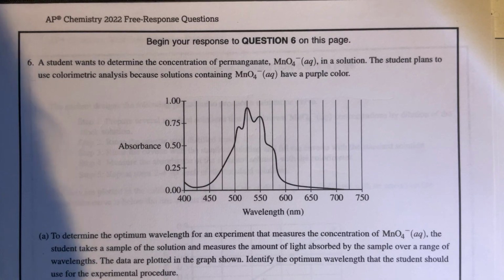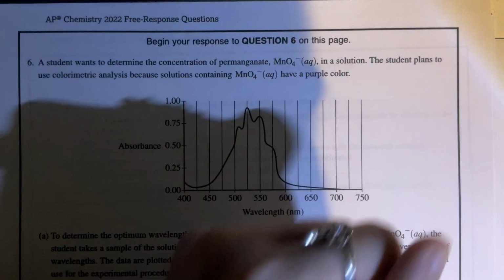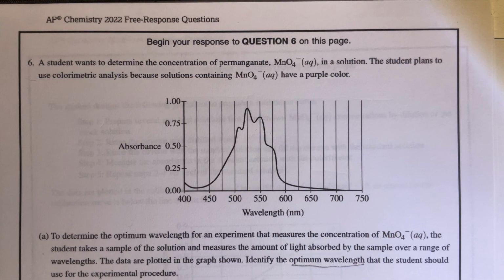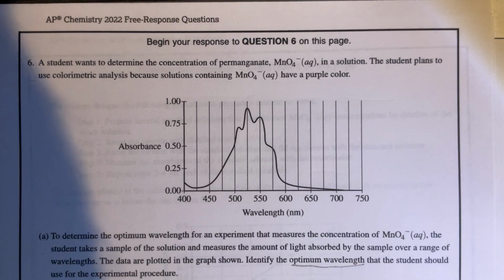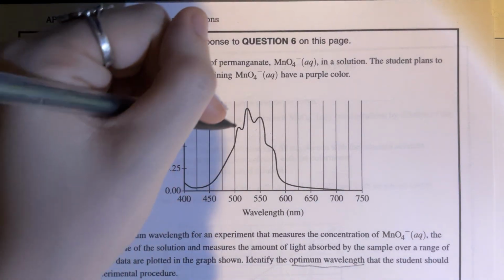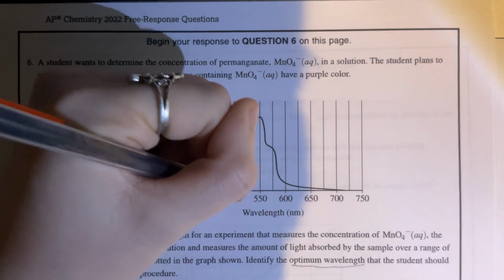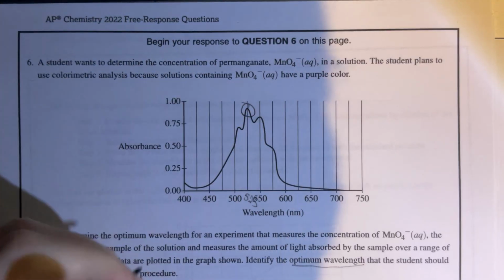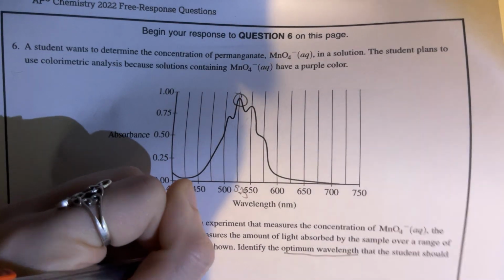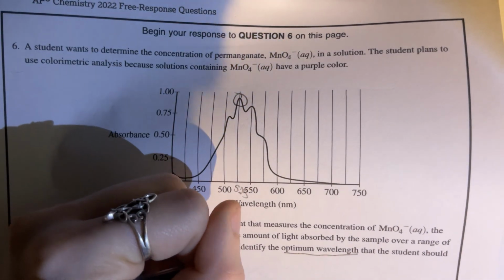Make sure you read the full question, even if it seems boring. We're looking for the optimum wavelength for the experimental procedures. This question is nice because it all comes from the graph. So the optimum wavelength would be the wavelength with the most absorbance, which, as we can see, is this point right here, which is at 525. So the correct answer is 525 nanometers.